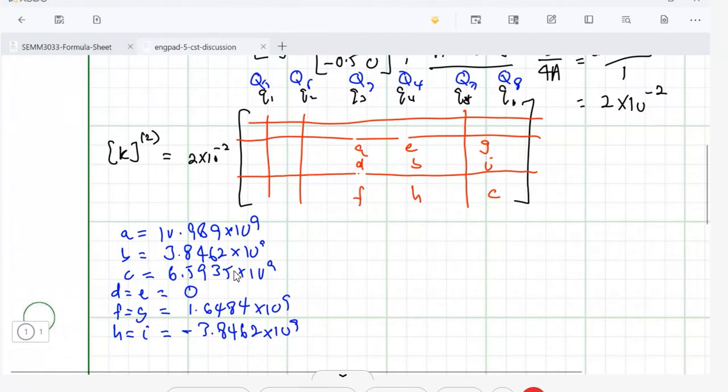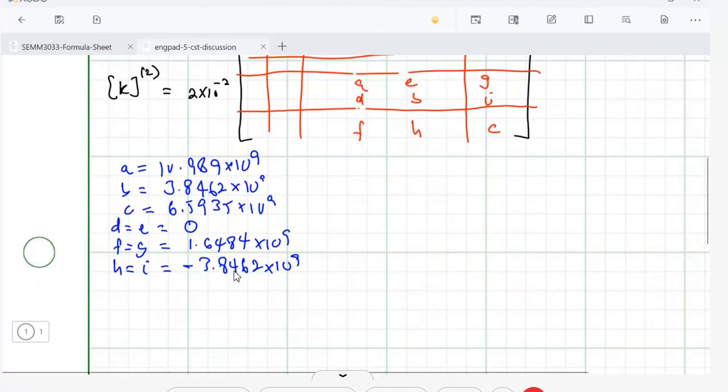By now, I think you can see that up to this point, we are doing number crunching. We just calculate, just press the calculator, and keep track of which is the local node and which is the global node. That's all. Nothing else. Okay, so now comes the important part.